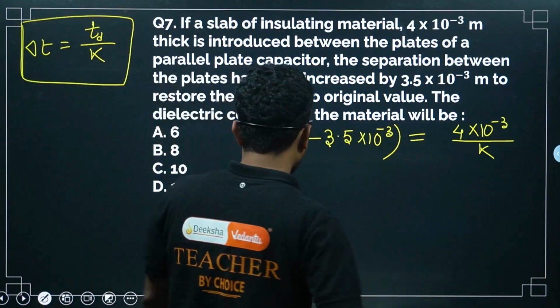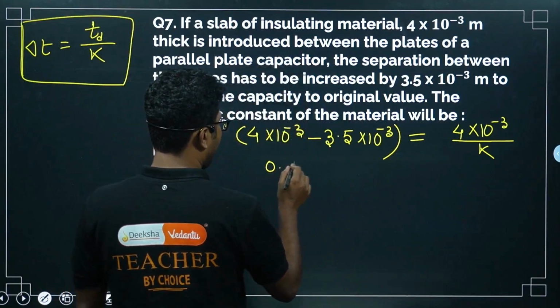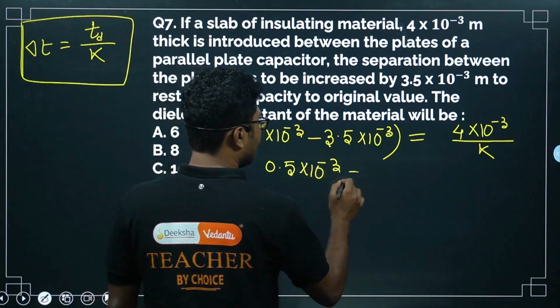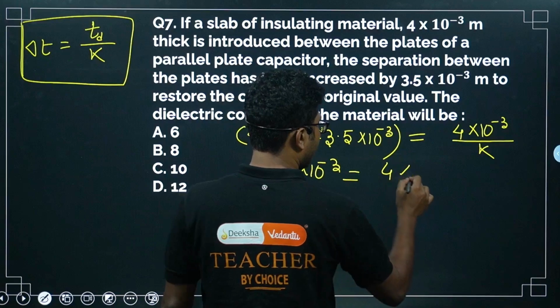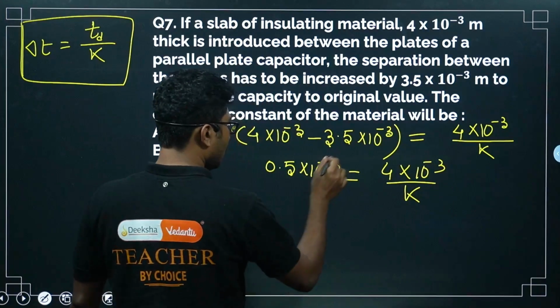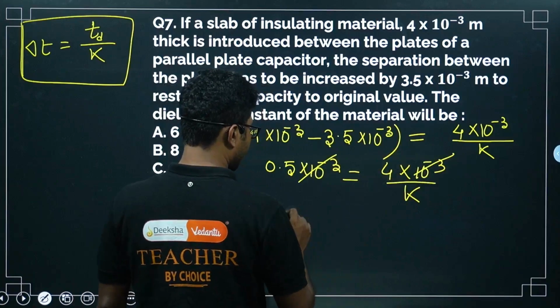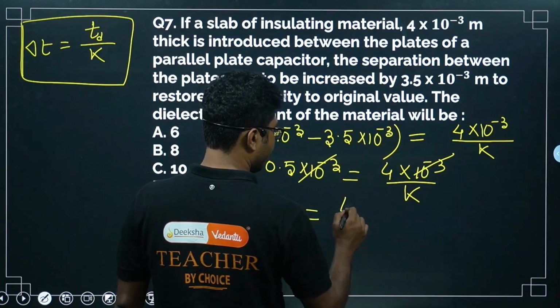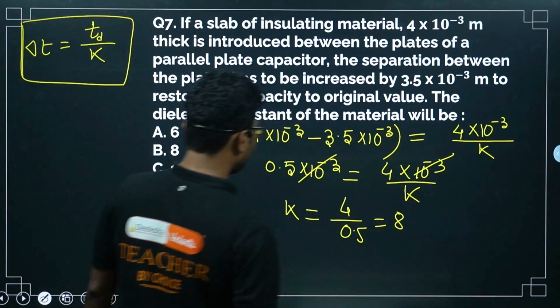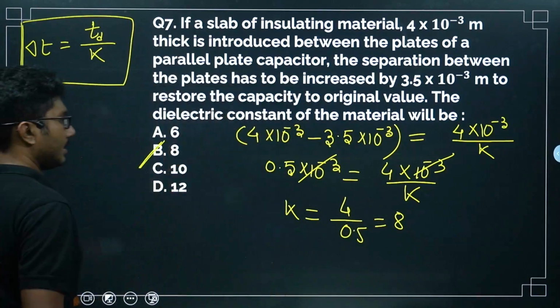Okay. Now 0.5 times 10 to the power of minus 3 equals 4 times 10 to the power of minus 3 by K. Minus 3 cancels, so K is 4 divided by 0.5, that is 8. So 8 is the answer.